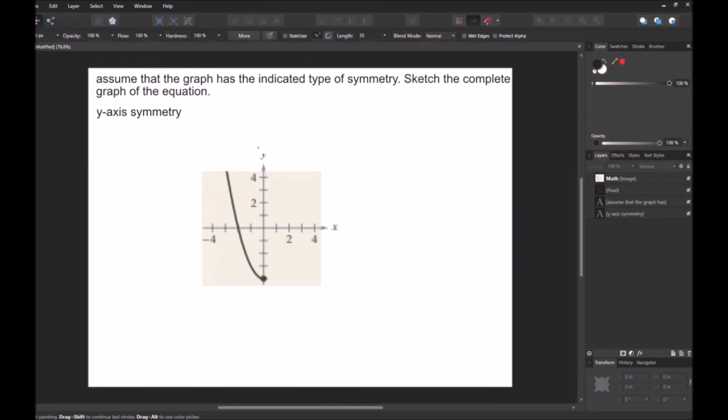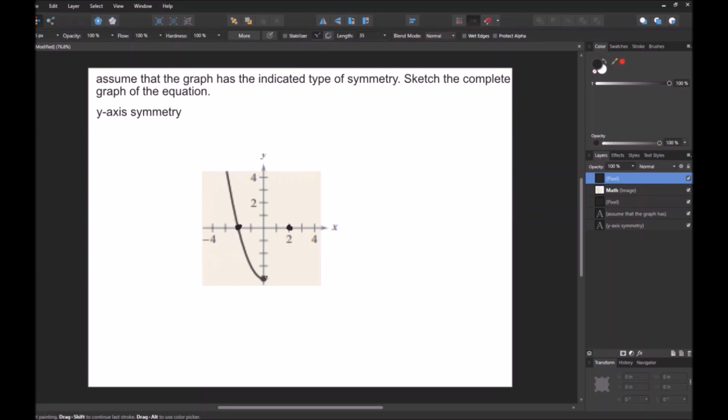Okay, so in the next question we are told to assume that the graph has the indicated type of symmetry, which we're told is y-axis, and then sketch the complete graph of the equation. So like we said, y-axis symmetry means that if we have a point x, like let's say x is negative 2 right here, that means there's going to be a point at that same value that's positive. So if we have negative 2 over here, we know there's going to be a positive 2. And these two points are going to have the same y value, which is 0.